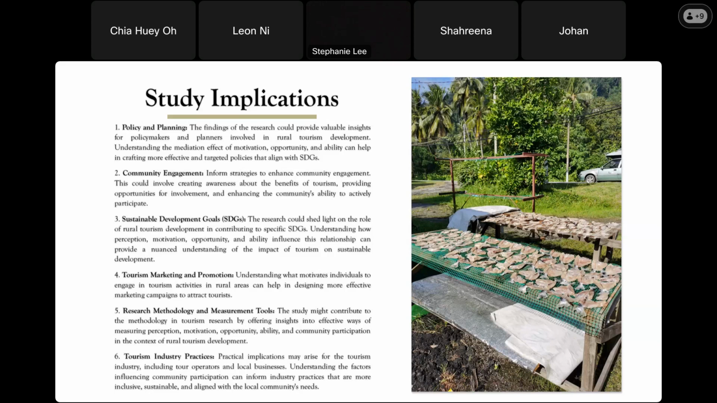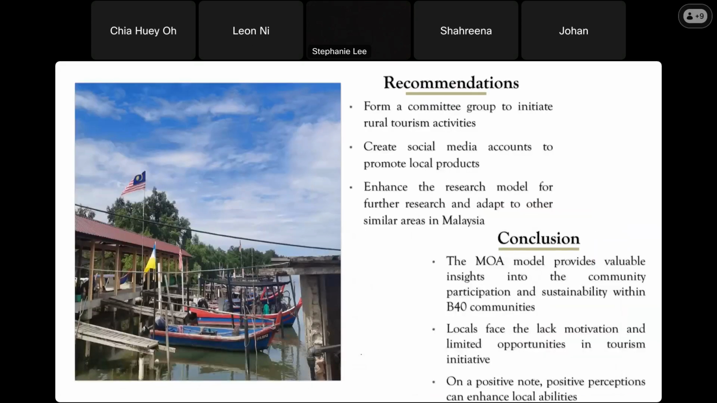Okay, so to propel rural tourism, our study recommends forming a dedicated community group. This group will serve as a catalyst for the initiation and management of various tourism activities. Simultaneously, the creation of targeted social media accounts emerges as a pivotal strategy to promote local products as well as their culture and attractions. Therefore, we can reach a wider audience with convenience.